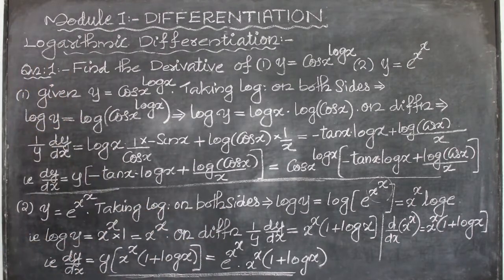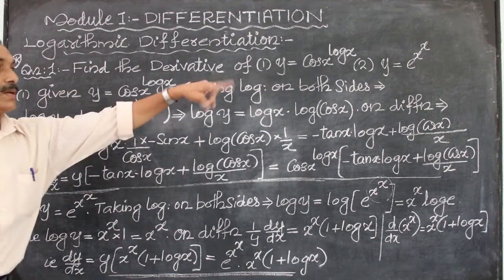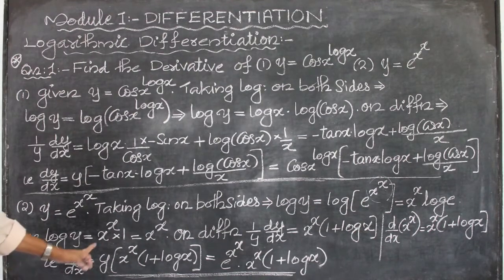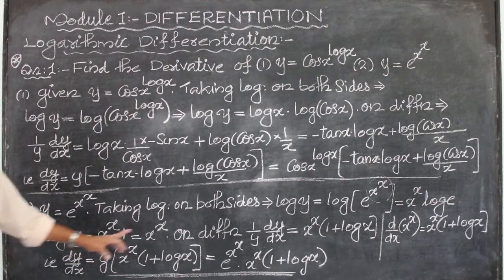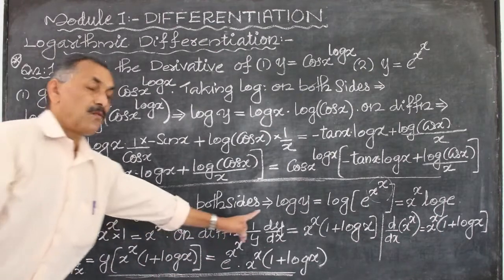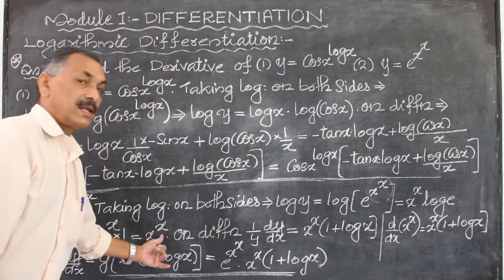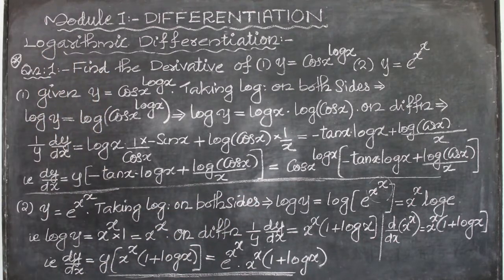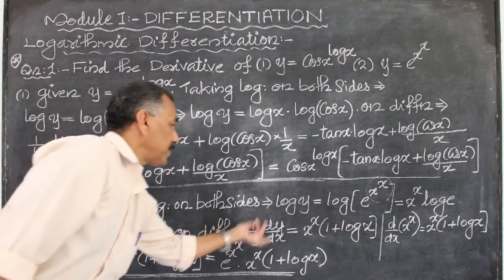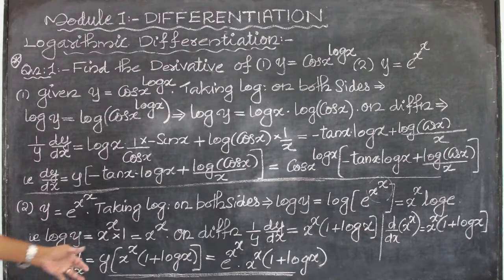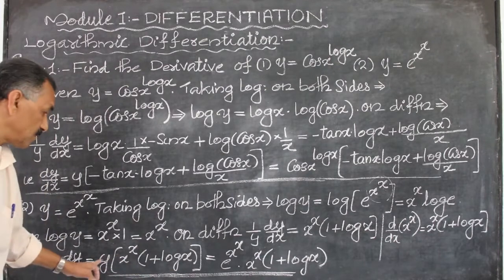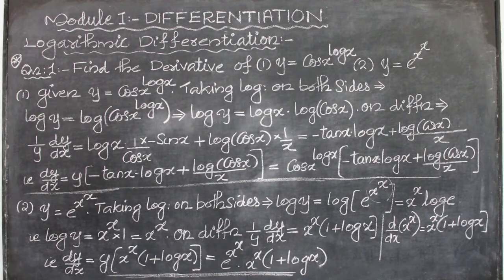This is a very important problem. There are two problems that are important. Let's see the problems. e raised to x raised to x: log y is equal to x raised to x. Differentiate: 1 by y into dy by dx is equal to the derivative of x raised to x, which is x raised to x into 1 plus log x. So dy by dx is y into x raised to x into 1 plus log x. What is y? e raised to x raised to x. So dy by dx is e raised to x raised to x into x raised to x into 1 plus log x.